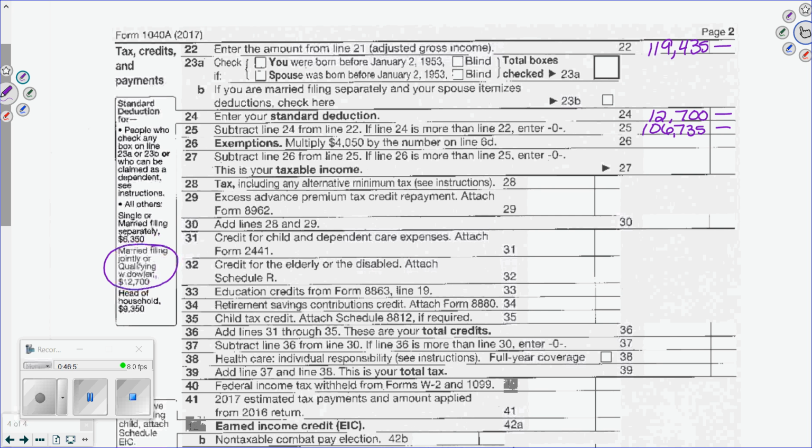And then it says exemptions. Multiply 4,050 by the number on line 8D. What was the number on line 8D on the front? It was 3. So 3 times 4,050 is 12,150. Subtract line 26 from line 25. Okay, so 106,735 minus 12,150. Taxes are like a game to keep your money. So now we're down to 94,000, right? 94,585.